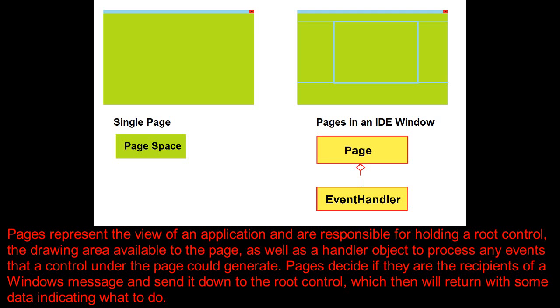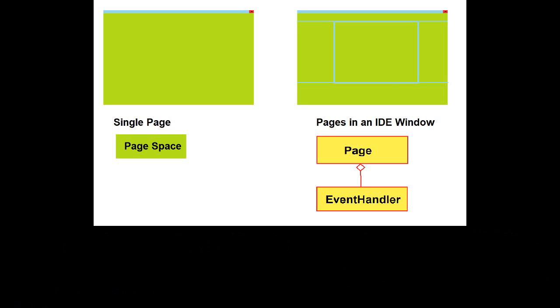Pages represent the view of an application and are responsible for holding a root control, the drawing area available to the page, as well as a handler object to process any events that a control under the page could generate. Pages decide if they are the recipients of a Windows message and send it down to the root control, which then will return with some data indicating what to do.